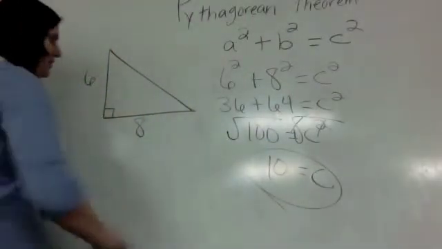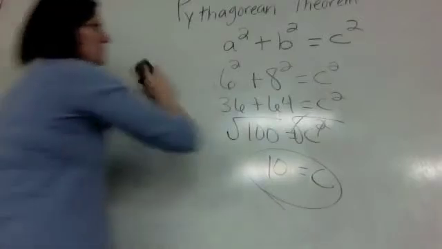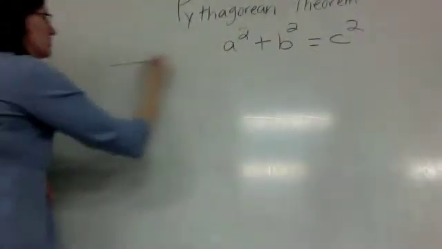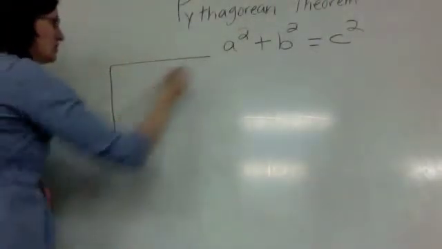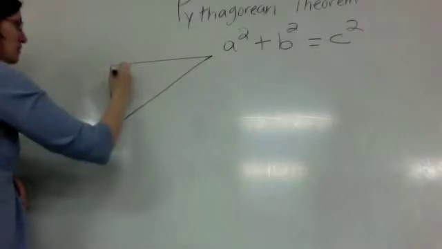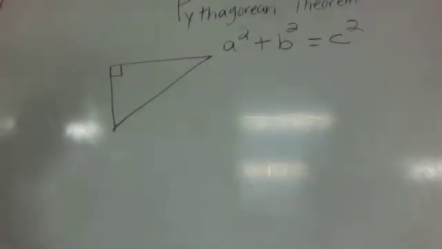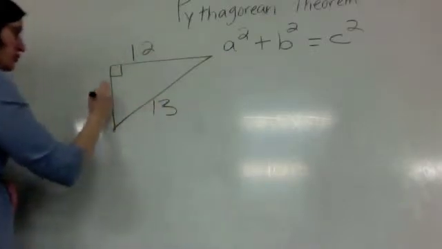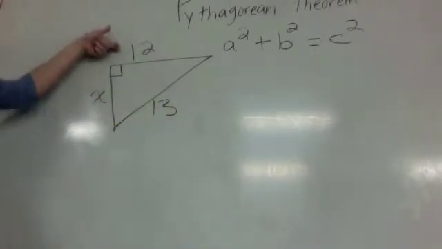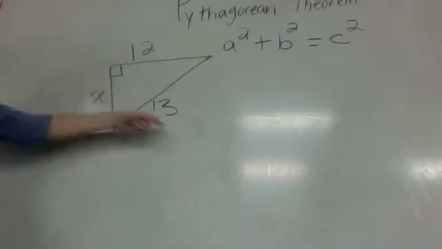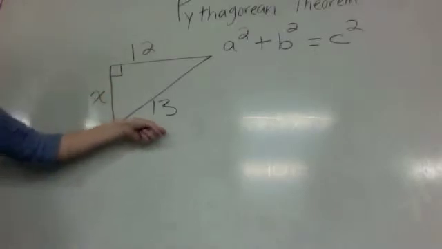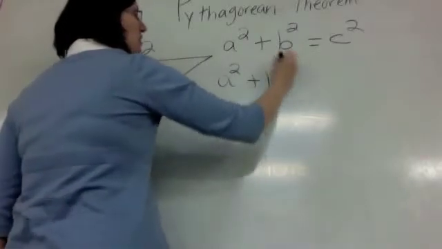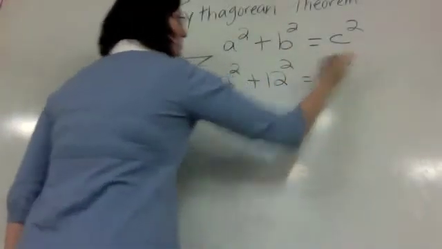Let's do another scenario. This time we're going to give you one leg and the hypotenuse. And you're going to have to find the missing side length. And we'll just call that x. Once again, you can make this leg A or B. It doesn't matter. This has to be c. The hypotenuse has to be the c. So I'm going to say a squared plus 12 squared equals 13 squared.